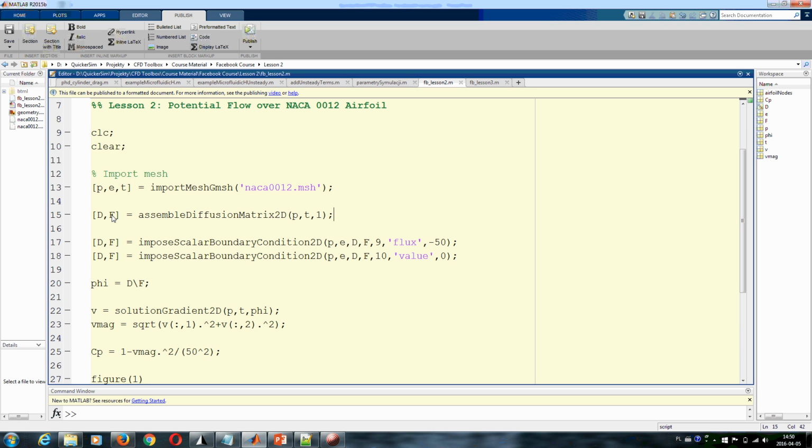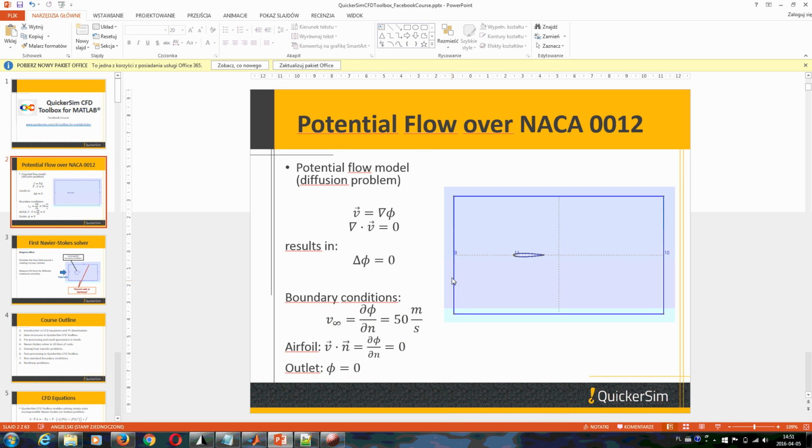Alright, so we have told the toolbox that we want to solve a diffusion problem. Now what we need to do is define boundary conditions. We do it by the following statements. Impose scalar boundary condition to D, P, E, again the mesh, D the matrix, F the right-hand side vector. 9 denotes the physical line ID, which means that we want to do something here on the inlet.